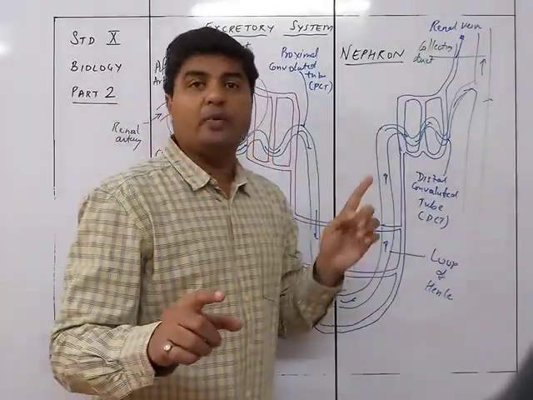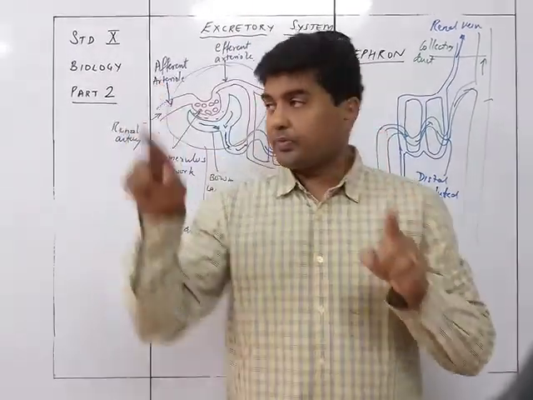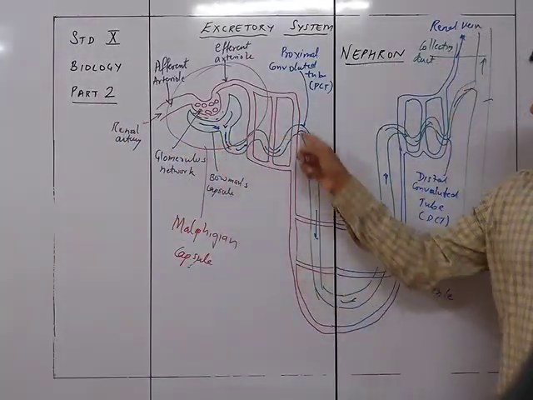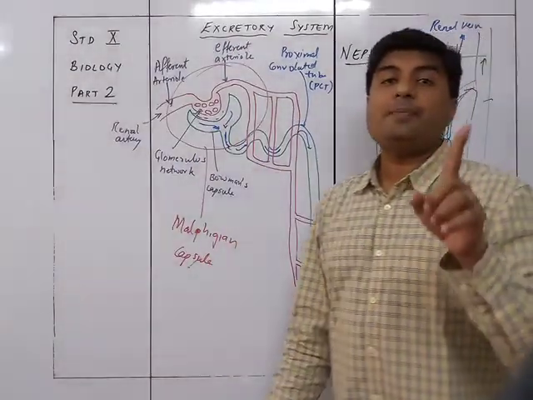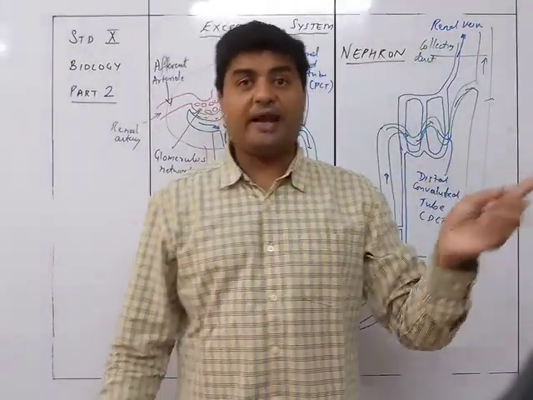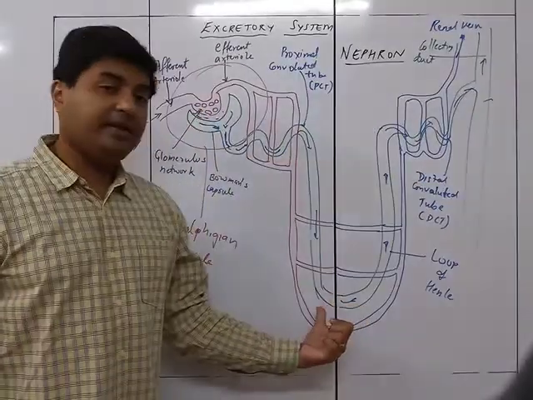Convoluted regions, convoluted means what? Curvy, curvy, like this. So this is convoluted. So convoluted parts are in the cortex and the non-convoluted part is in the medulla.